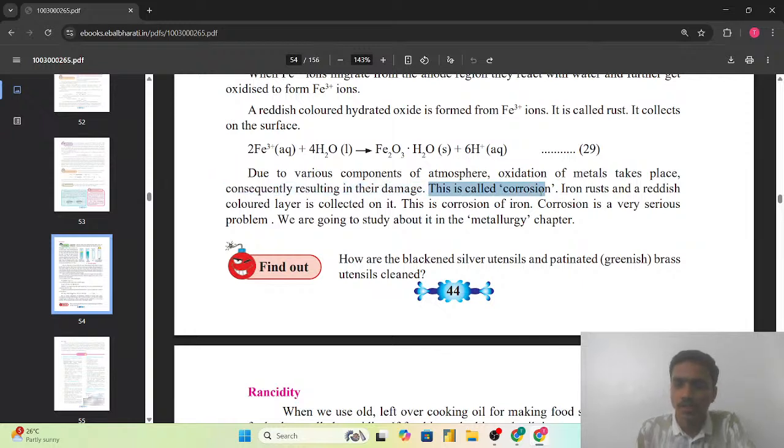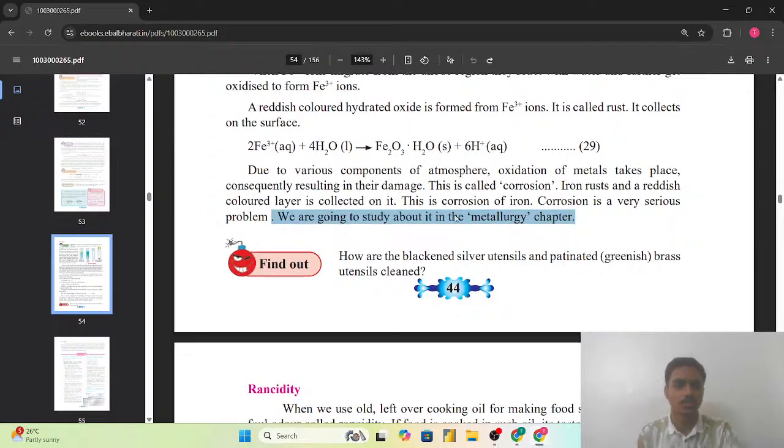So this is what is called corrosion. Iron rusts and a reddish colored layer collects on it. This is corrosion of iron. Corrosion is a very serious problem. We are going to study about this in the metallurgy chapter, so we will be studying corrosion in detail in the chapter on metallurgy.